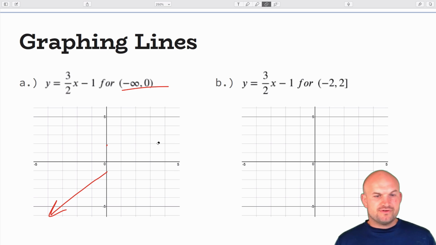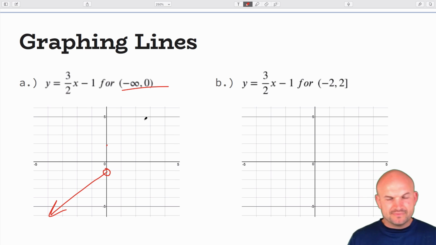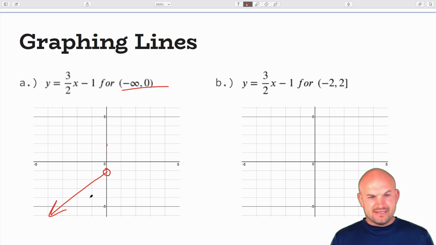Now, hopefully I can do this correctly. Perfect. And again, that's a parenthesis, so that's going to be an open circle. Now, our domain is, obviously you can see, restricted. And not only is our domain restricted, by restricting our domain, we actually just restricted the range.